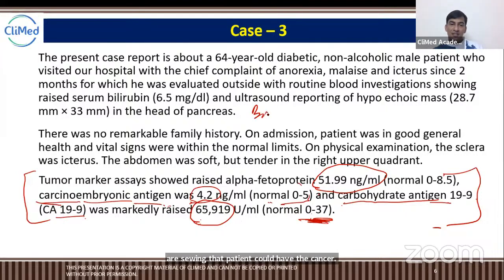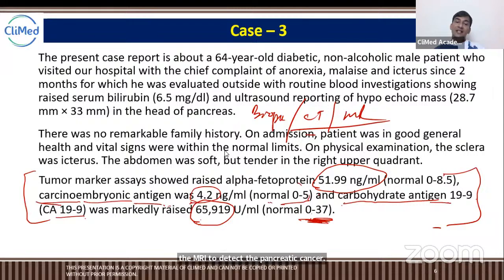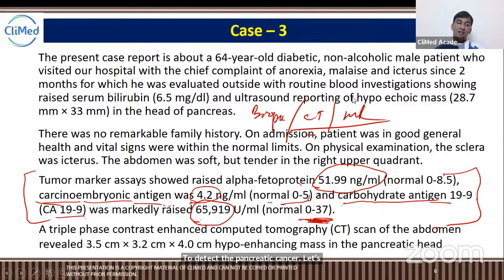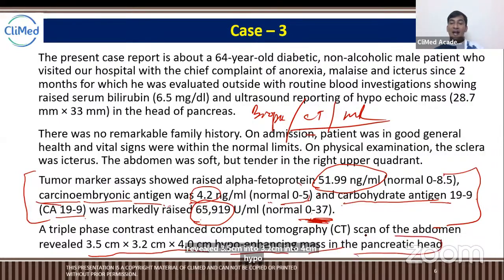So what next should we do? Either a biopsy or a CT scan or an MRI to detect the pancreatic cancer. Let's see what we have done for this patient. Here a CT scan was done, which showed in the abdomen a 3.5 by 3.2 by 4 centimeter hypo-enhancing hypoechoic mass in the pancreatic head.